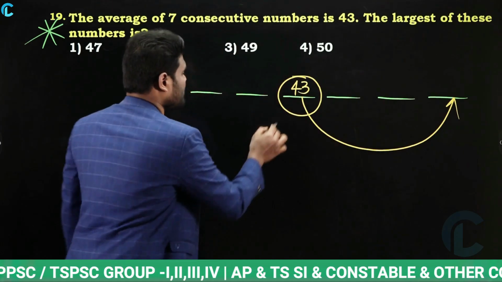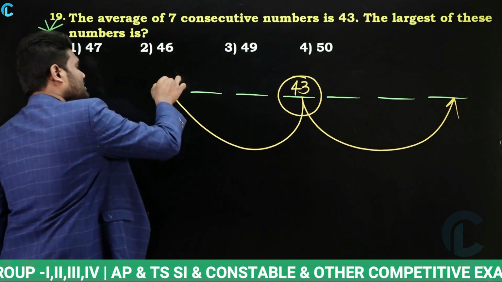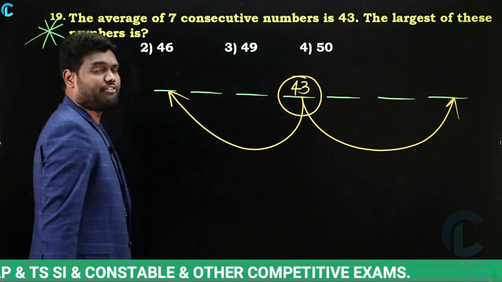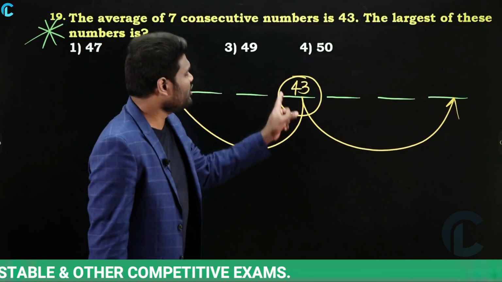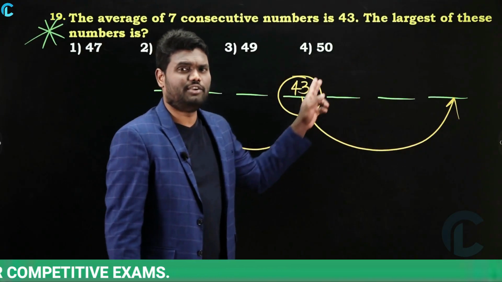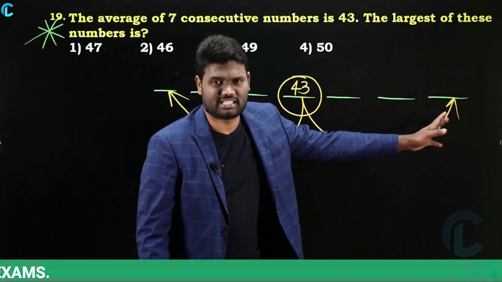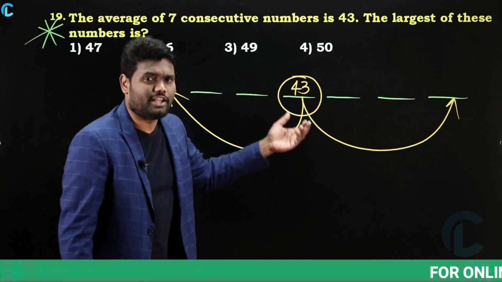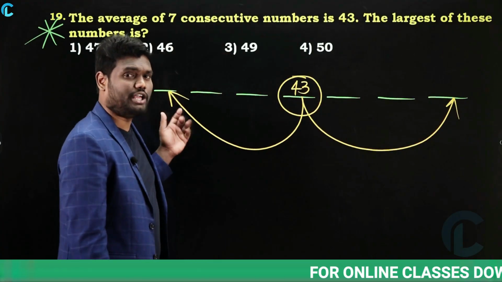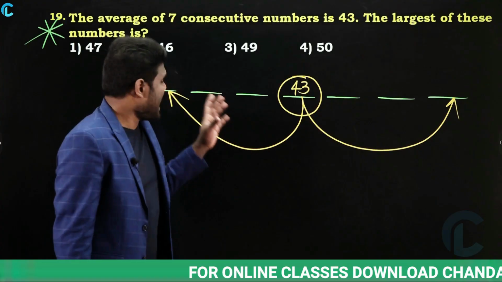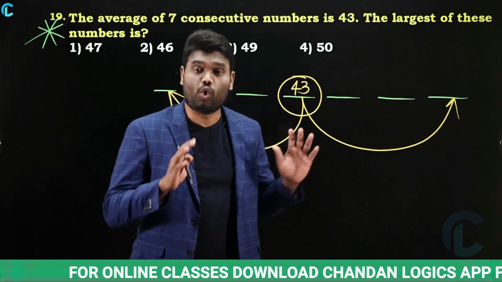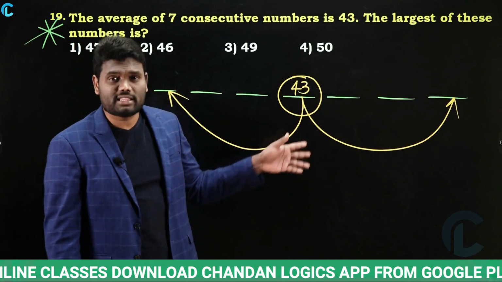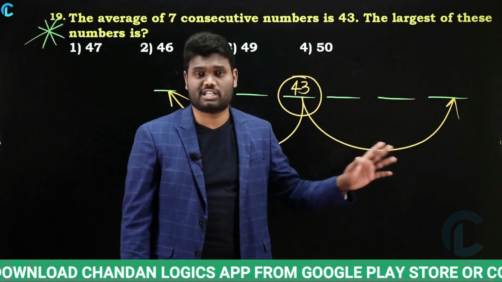And sometimes the question may ask you for the lowest number. This is your lowest number. If you do it in a normal way, then you can write these numbers: 43, 44, 45, 46. Similarly, 43, 42, 41, 40, you can write in this way. But as there are only 7 numbers, you can say 43, 44, 45, 46, and so on.